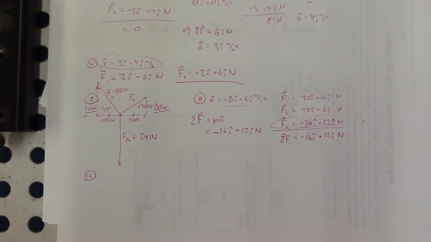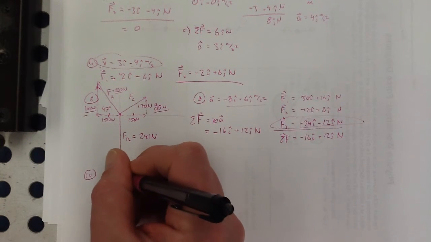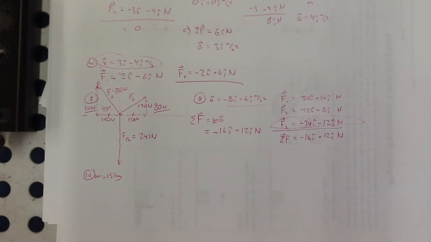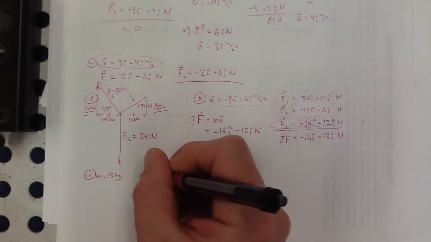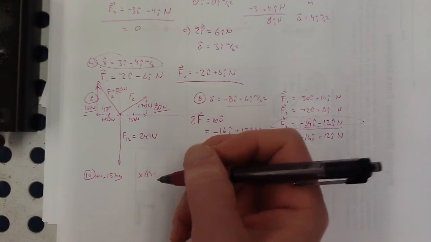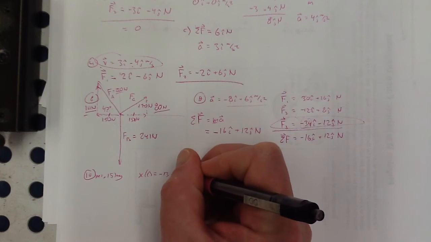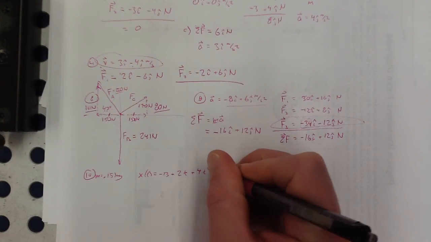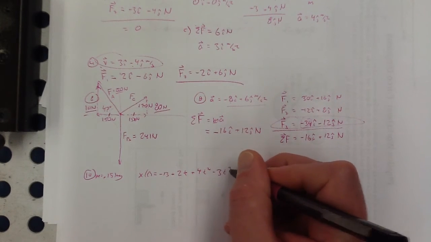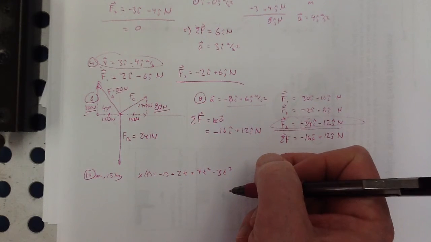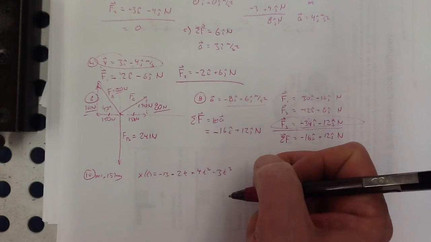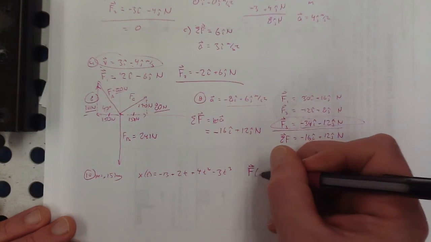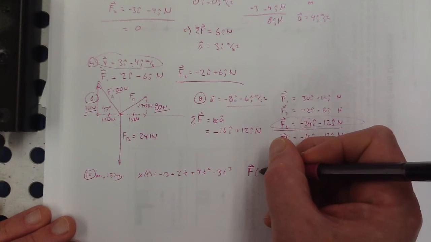Number 10, a 0.15 kilogram particle moves along an x-axis according to position as a function of time is negative 13 plus 2t, oh, I smell some easy calculus coming here, 4t squared minus 3t cubed. With x in meters and t in seconds, in unit vector notation, what's the net force at time 3.4, is that what it was? Yep.